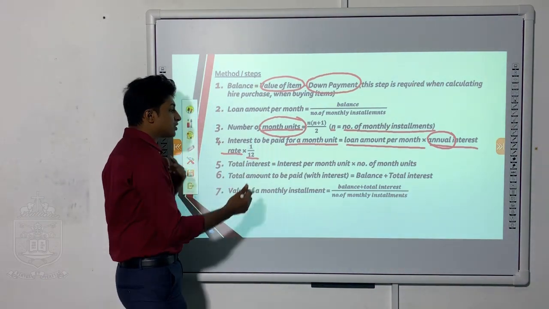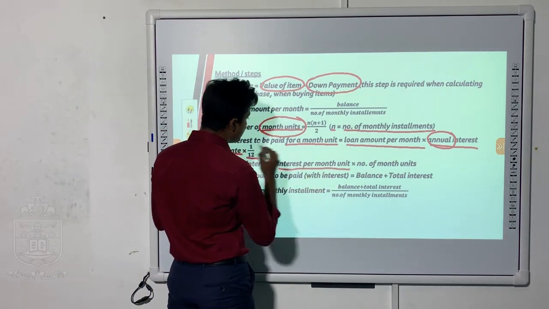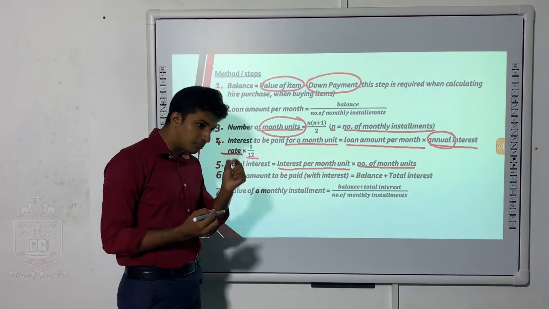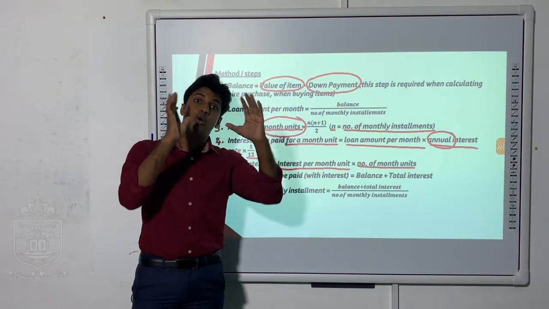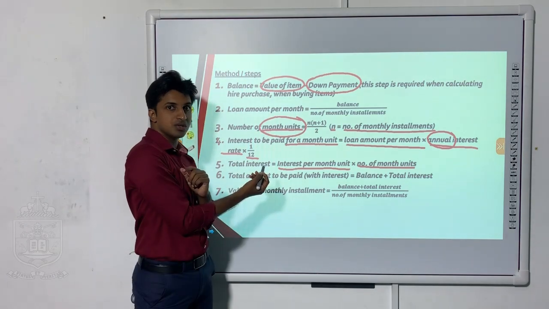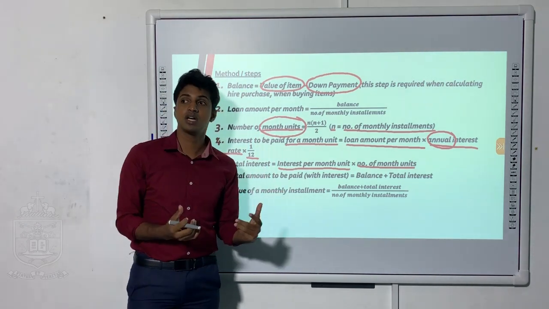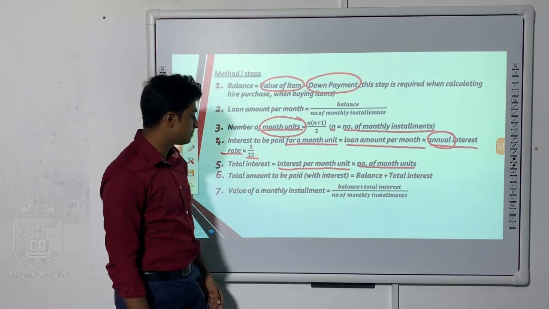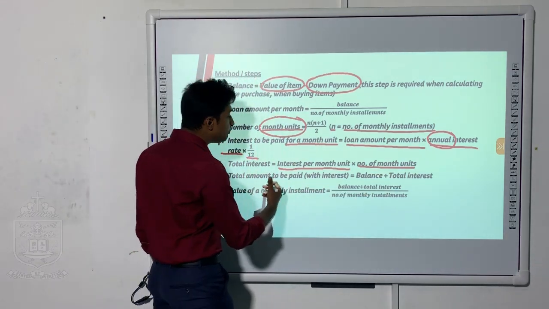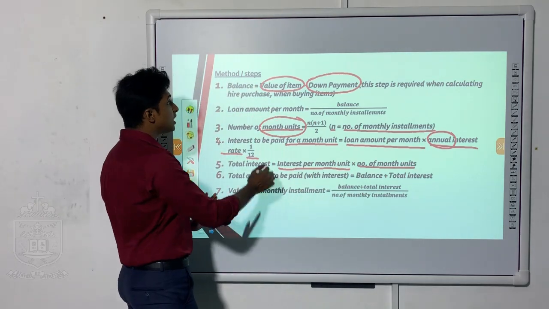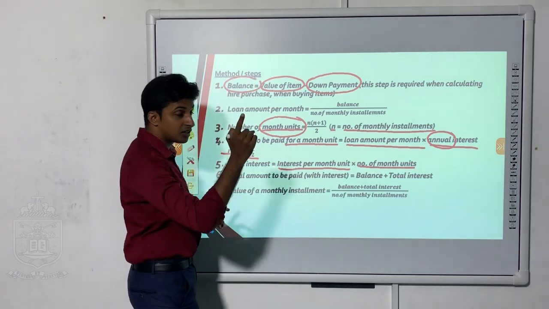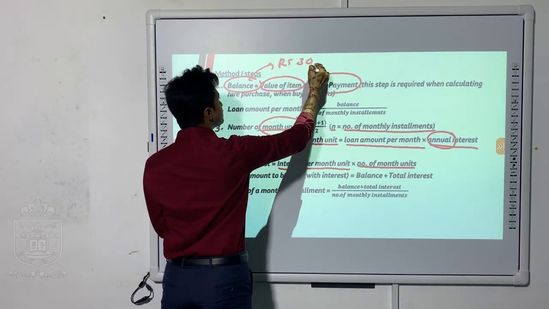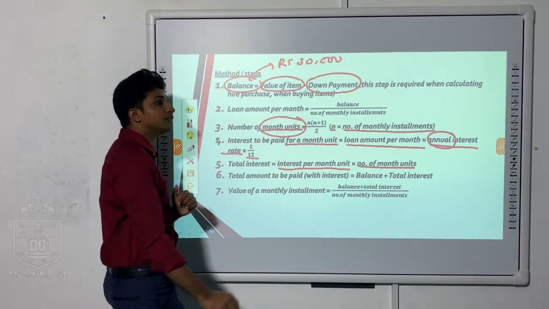Next, the total interest will be equal to interest per month unit. That is for 1 month unit, how much? Into number of month units. For 1 month unit, if it is this amount, for all the month units, that is going to be the total interest, of course, right? For all the month units, how much? So to find that, interest per month unit into number of month units. Next, total amount to be paid with interest. Now see, the balance, if I just take the previous question I took, the balance we got as rupees 30,000, right? I got a balance of 30,000.